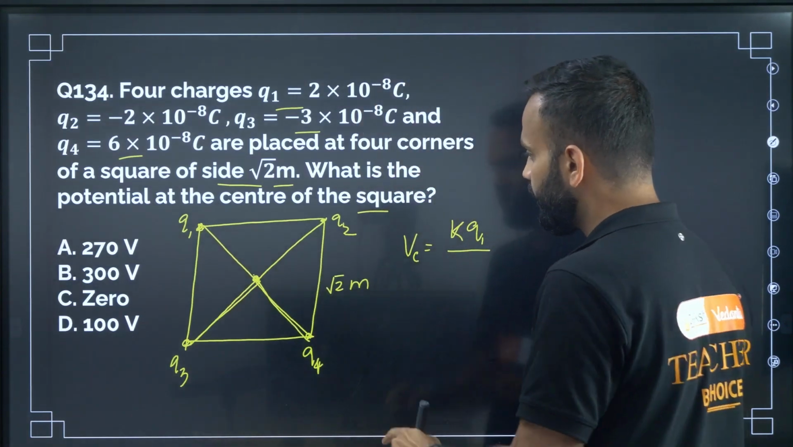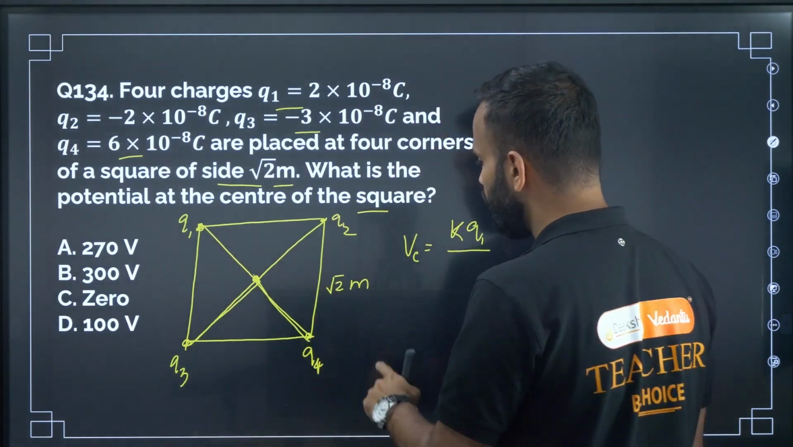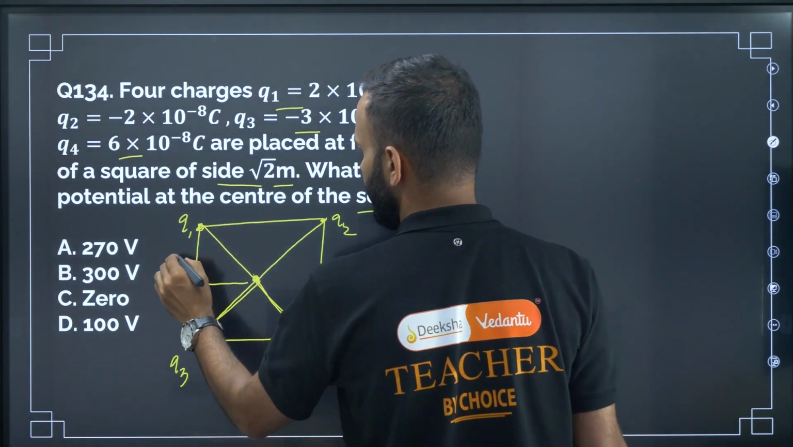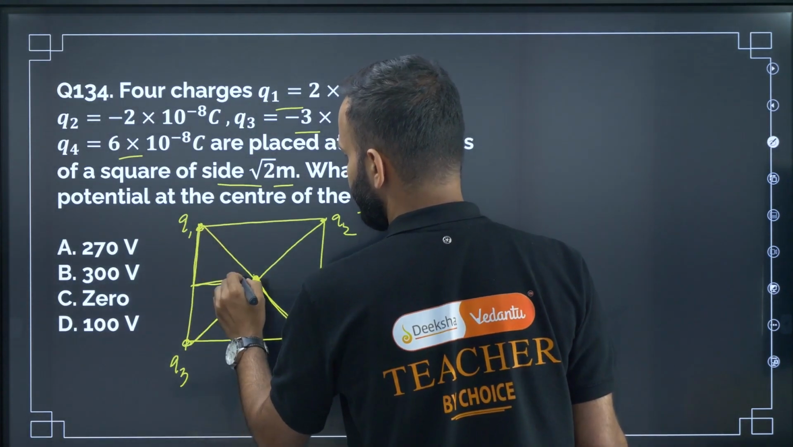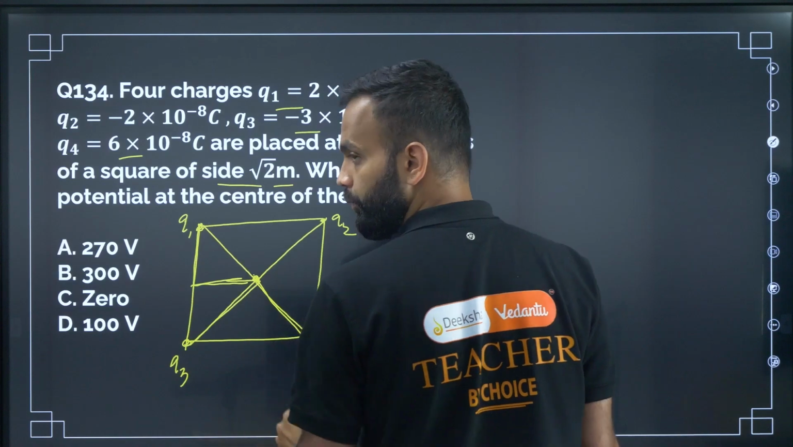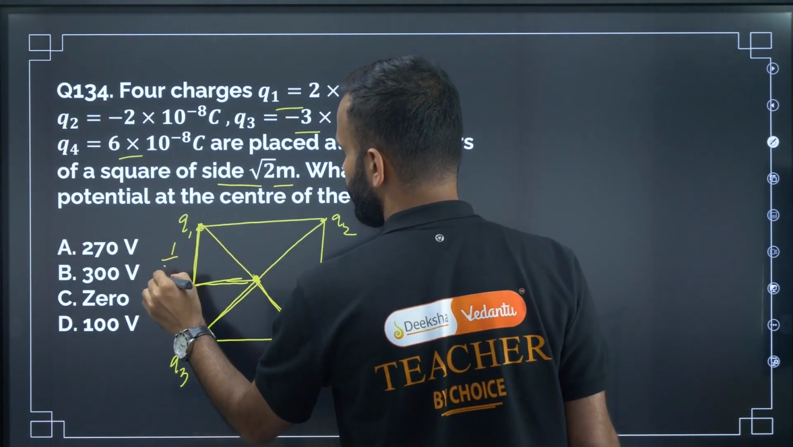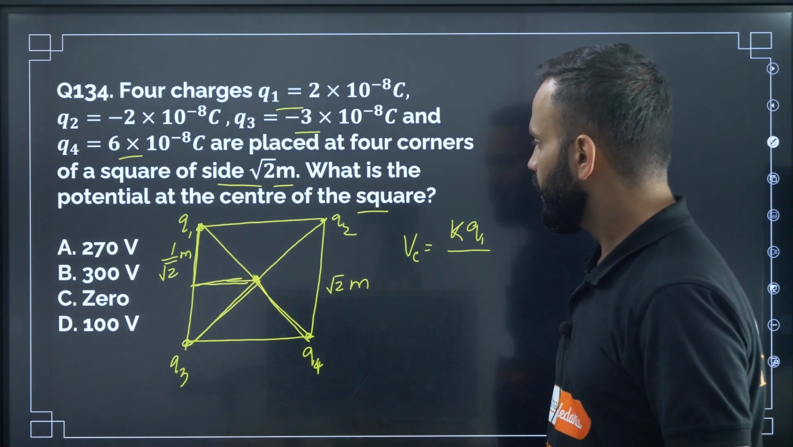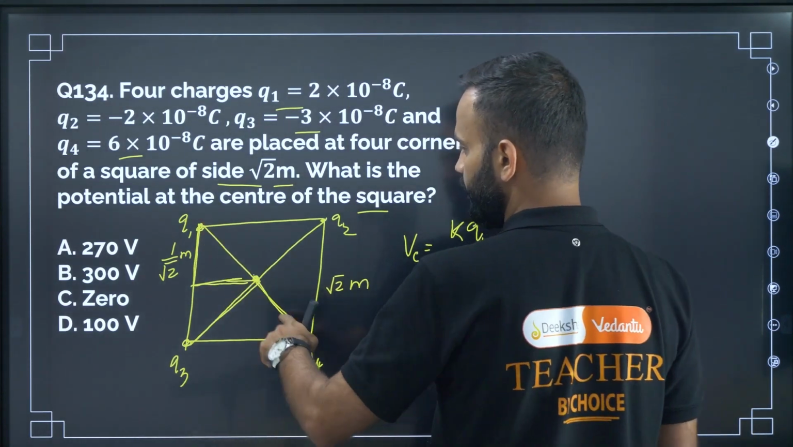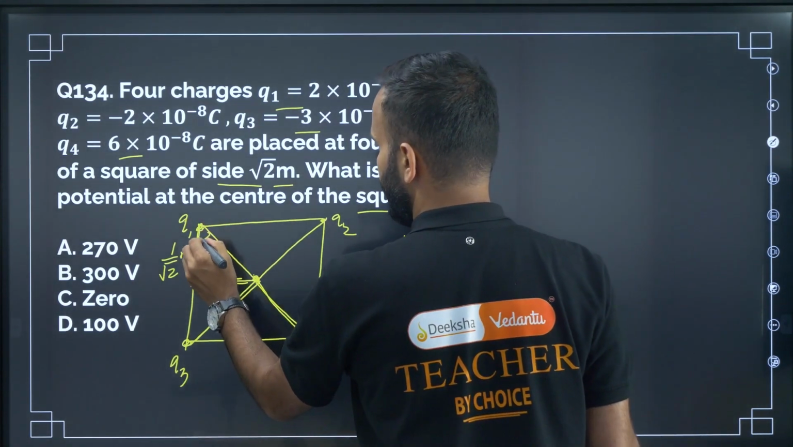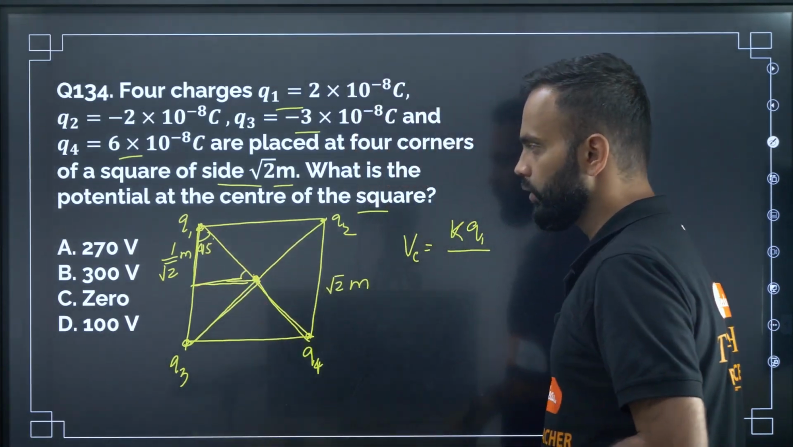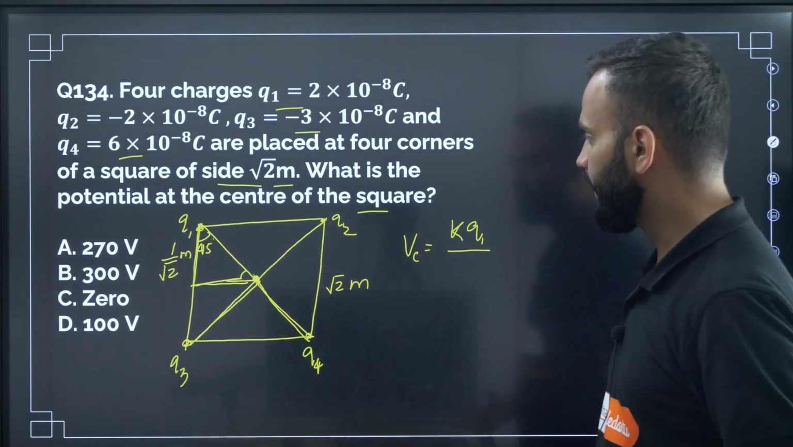the square? Here the side is √2 meter, right? So what is the half of √2 meter? Half of √2 meter is 1 by √2, 1 by √2 meter, right? So this is the diagonal, right? So here the angle is 45 degree, right? Here the angle is also 45 degree, right?